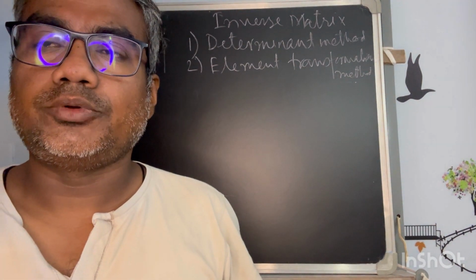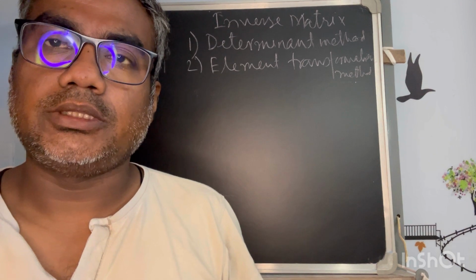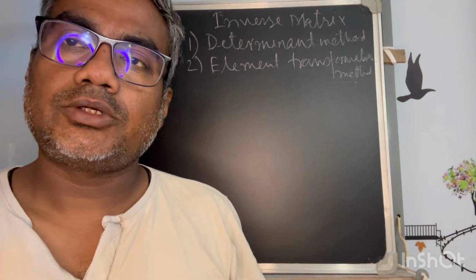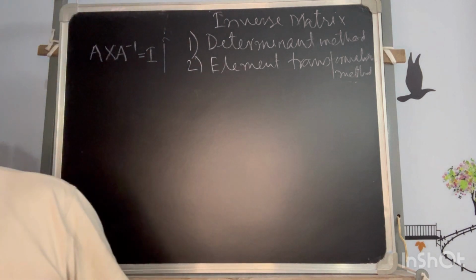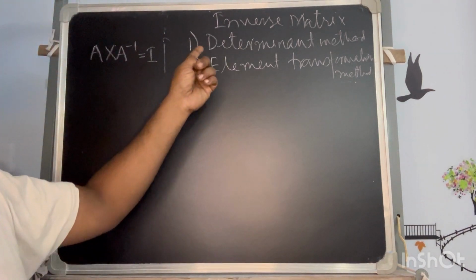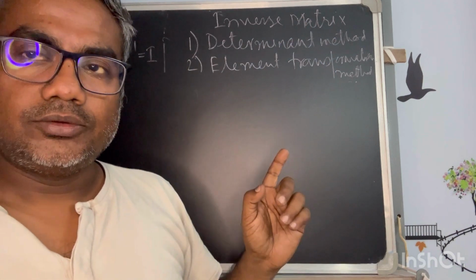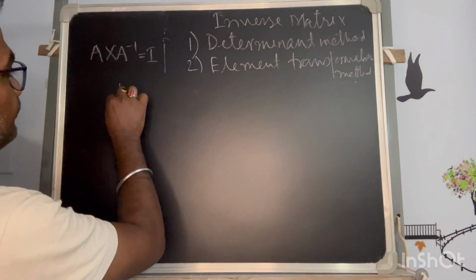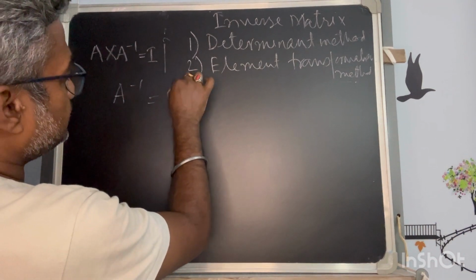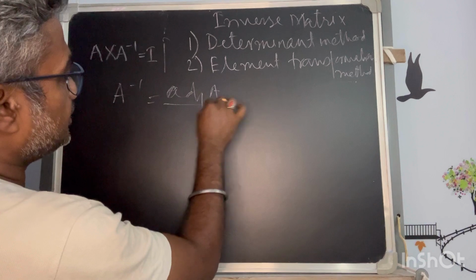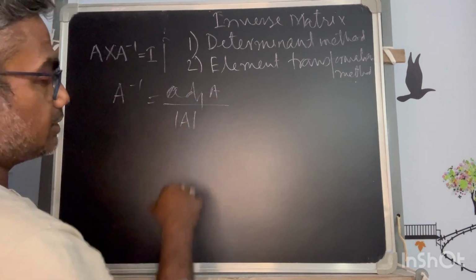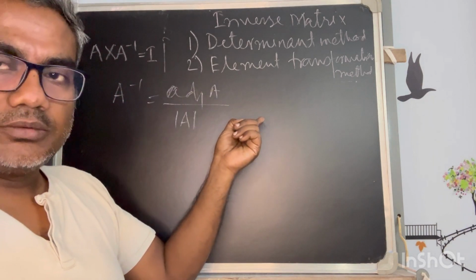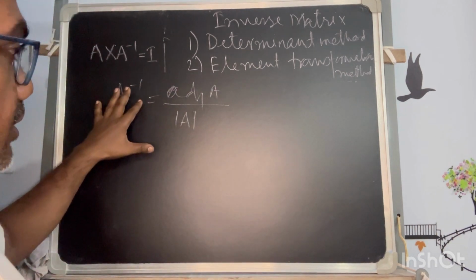As you know, we have progressed in matrices, and there we are discussing how to find the inverse of a matrix. There are two methods of finding the inverse of a matrix. The first method that I have described is the determinant method. There we found how to get the inverse of a matrix by the formula: adjoint of matrix A divided by the determinant of A. This is the formula, and I have already shown you by giving an example of a particular matrix.